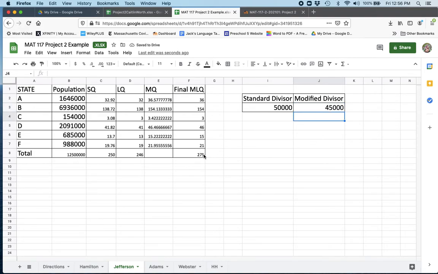275. That's still too many. This is still too big, so I need to make this number bigger. So let's try 47,000. Nope. This is still too big, so let's make it bigger. 48,000. And we're getting closer. This is still too big, so I need to make this even bigger.